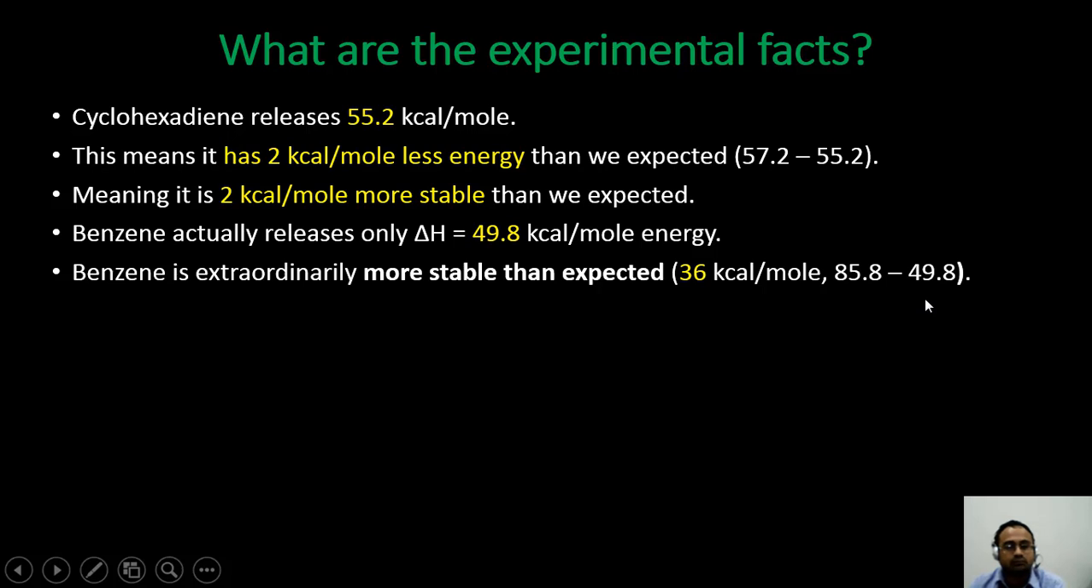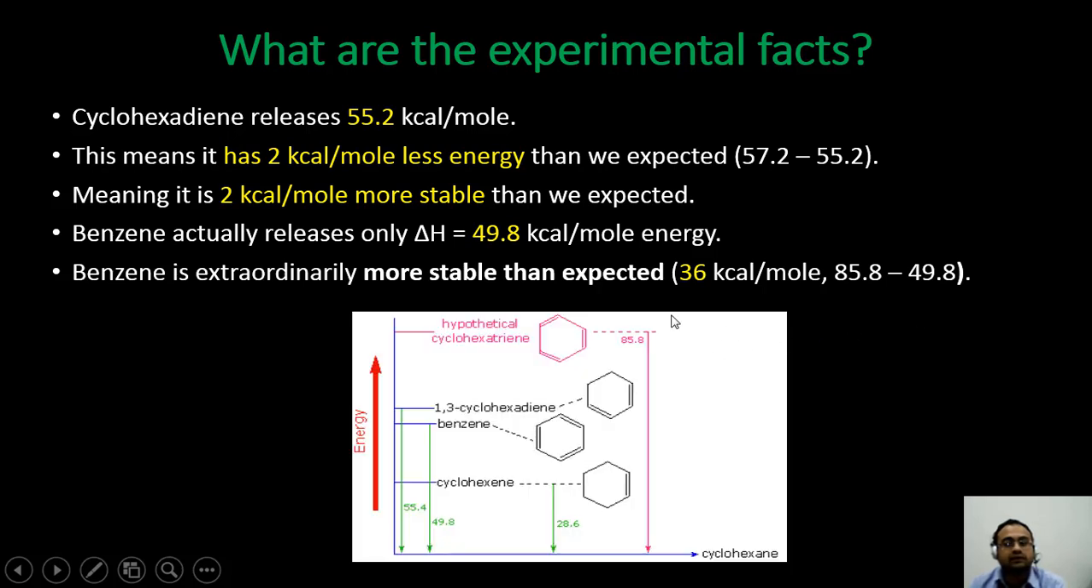So this same argument is depicted here in a nice picture, where this is your expected energy level of the cyclohexatriene, and these are the expected energy levels for the cyclohexadiene, and these are the actual energies for the benzene and cyclohexene. This elegantly explains why benzene is thermodynamically more stable than cyclohexatriene.